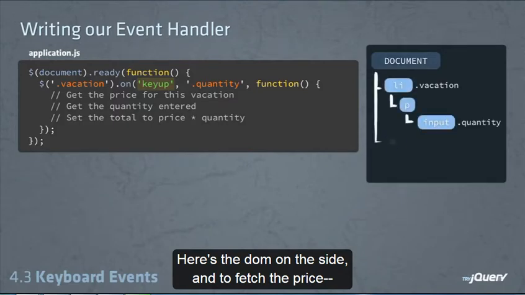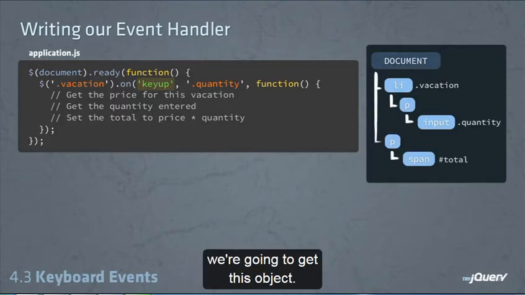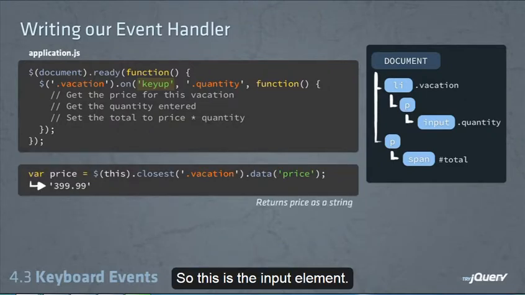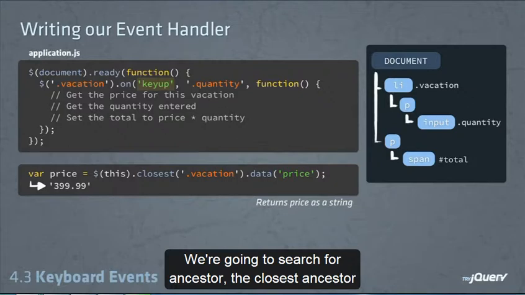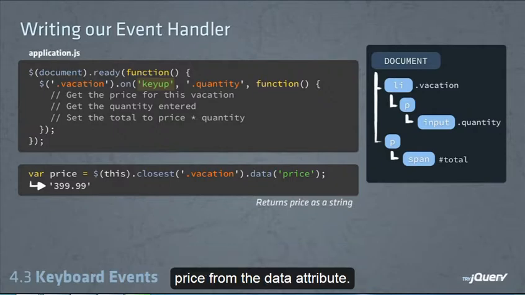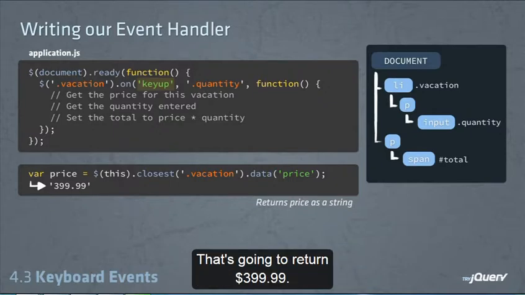Here's the DOM on the side. And to fetch the price, this should be nothing new. We're going to get this object, so this is the input element. We're going to search for an ancestor, the closest ancestor, with the class of vacation. Then we're going to get the price from the data attribute. That's going to return $399.99.